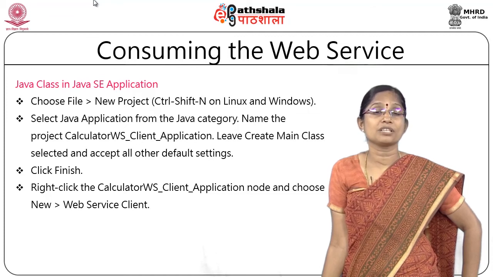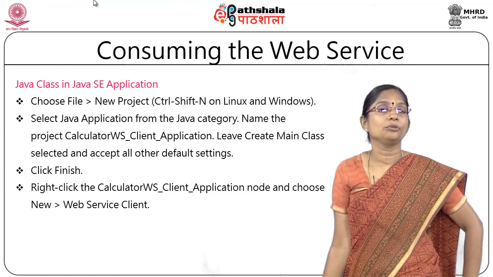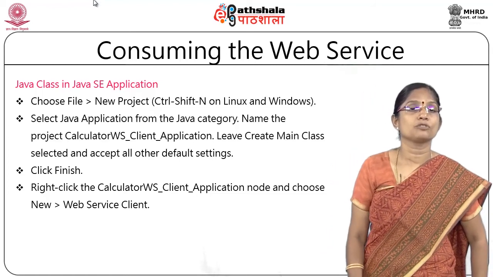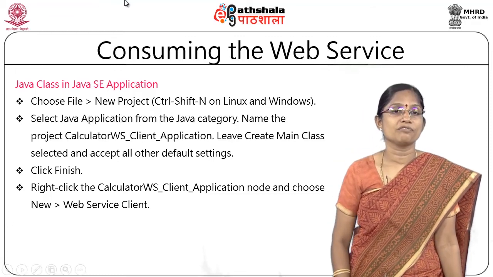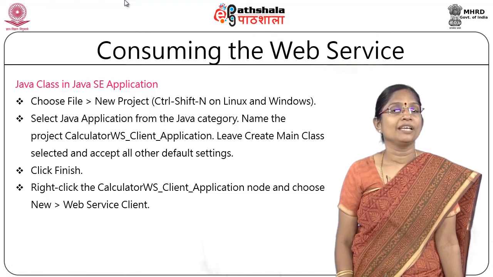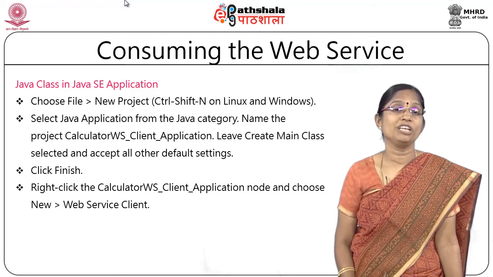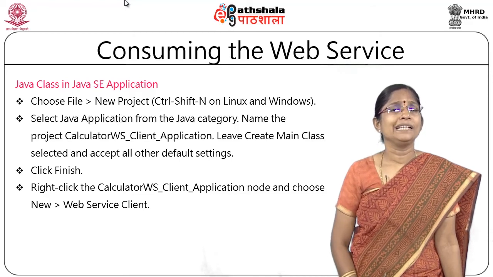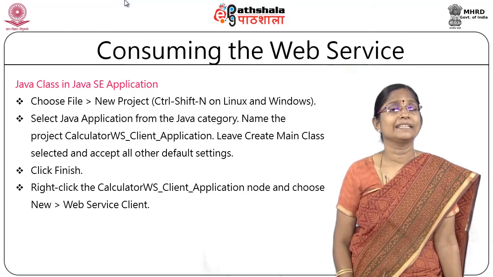Earlier we have chosen the web application. Here we are going to select Java application from the Java category. Again you can name the project, that is, the client project also has to be named. We can name the client project as calculator WS client application. You can leave all other default settings as they are, accept them and click finish.